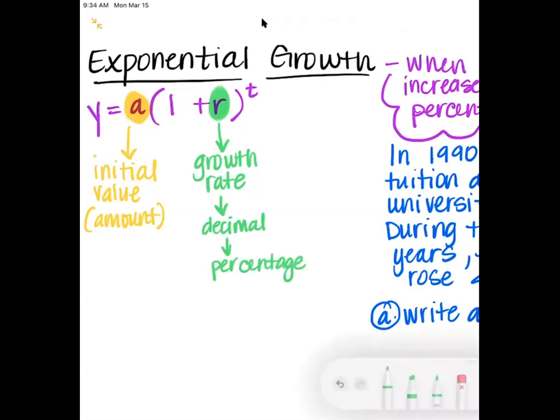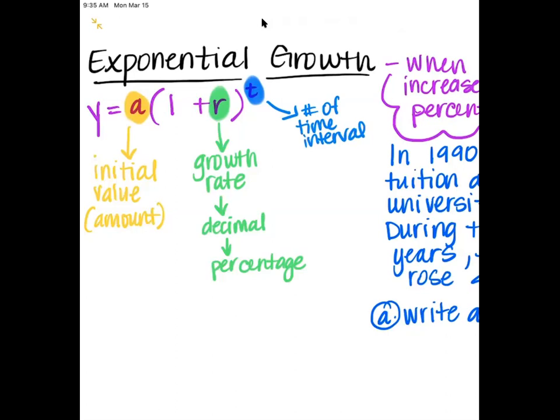All right, and then we have the letter T, all right, which is going to be the number of time intervals, right? So it depends on what the actual word problem is talking about, but it is going to be the initial time.